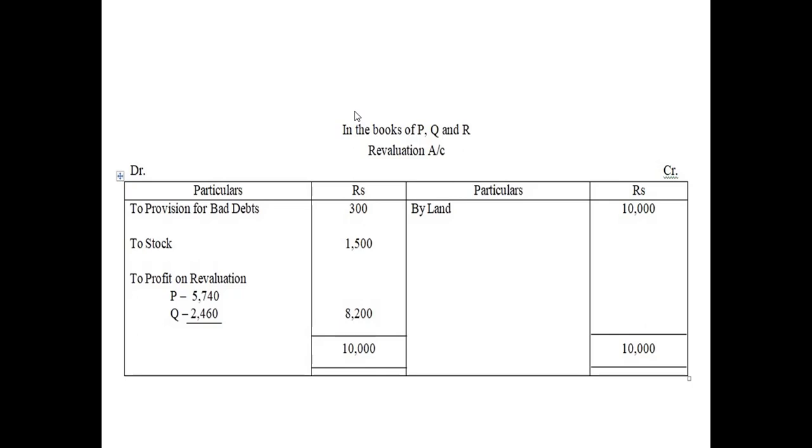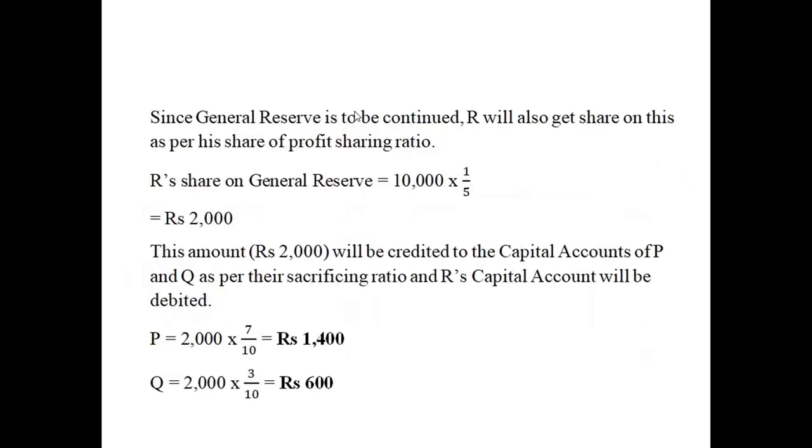General reserve account was to be continued. So whenever the liability is being continued, liability or assets, okay, till now we have not seen any asset being continued. So if any liability is being continued, the new partner will also get his share. As you can see here in the next slide, that general reserve has been continued.